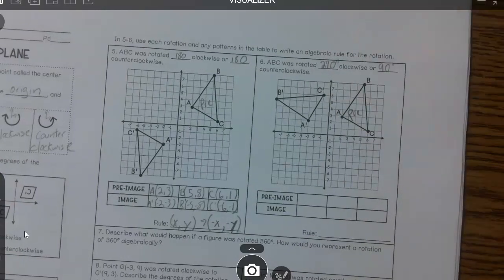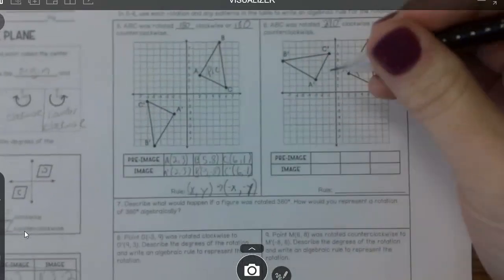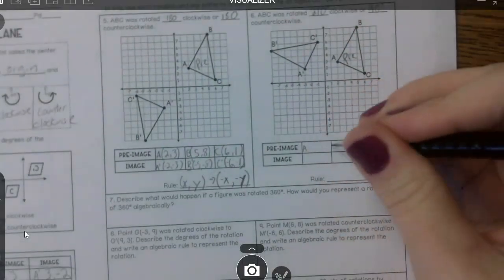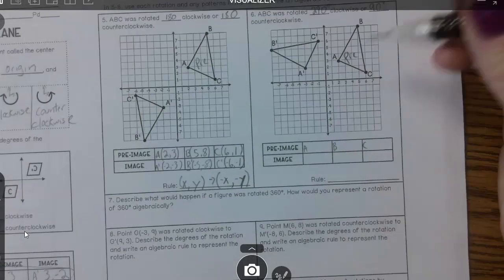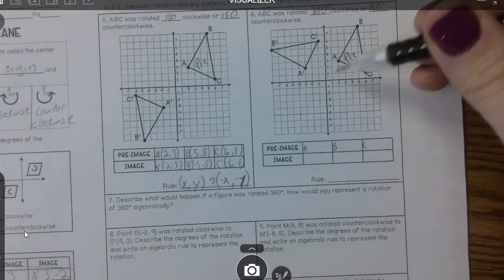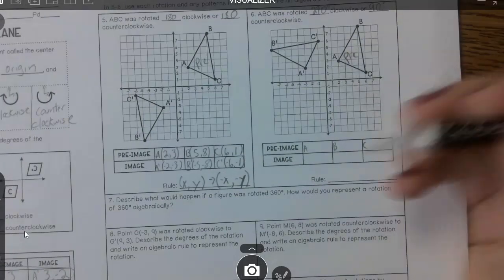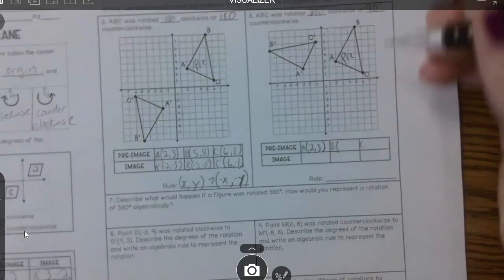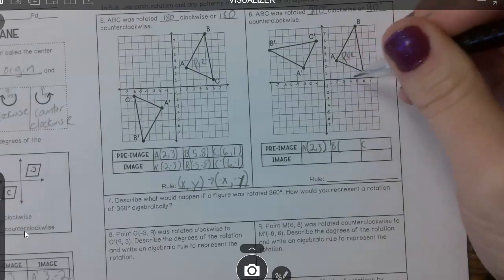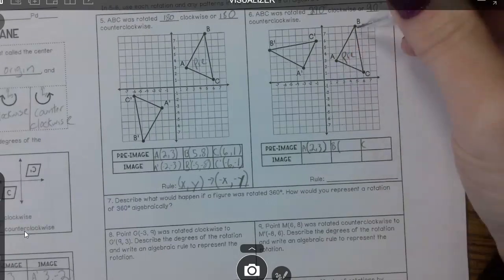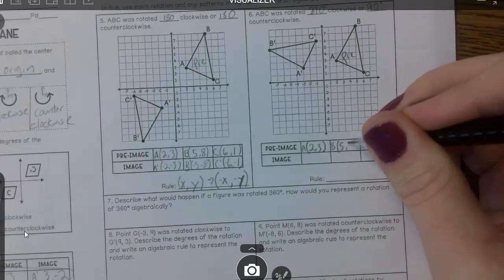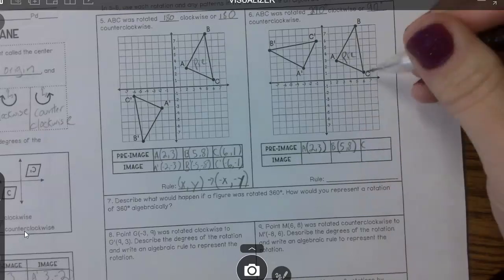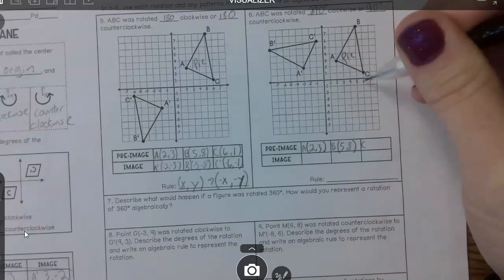Let's look at what happens with those points. So we have points A, B, and C. Point A is at (2, 3). Point B is at (5, 8). And point C is at (6, 1).